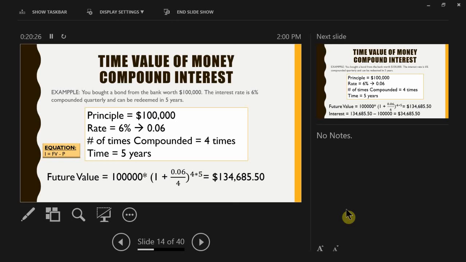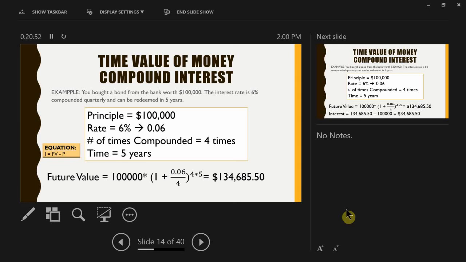How much is my interest? You mean 6%, what you earned? Yes. $685.50. $34,685 is correct. So the formula, I put it in orange right here.